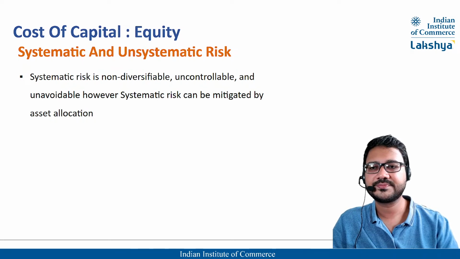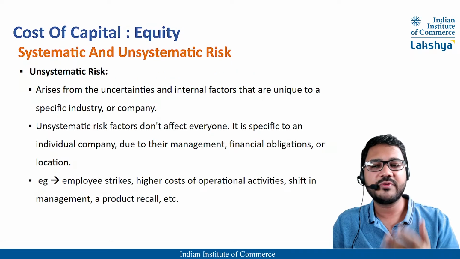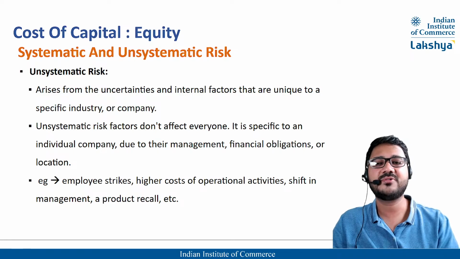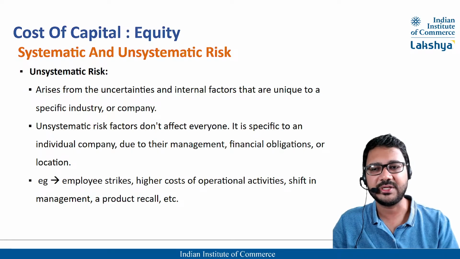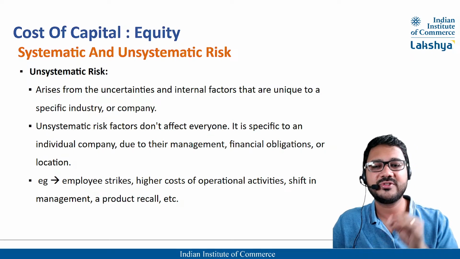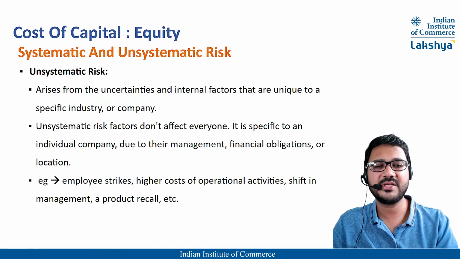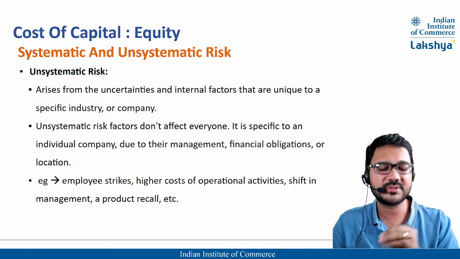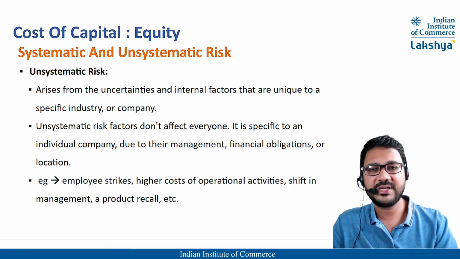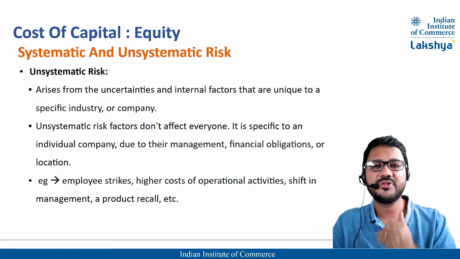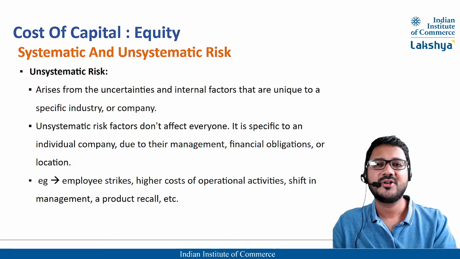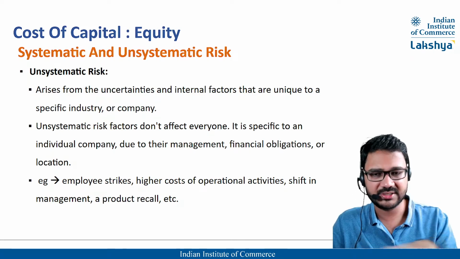Now, yeah, so we read this. Moving on, unsystematic risk arises from the uncertainties and internal factors that are unique to a specific industry or a company. Unsystematic risk factors do not affect everyone. It is specific to an individual company, its management, financial obligations, or location. It could even be a specific location, affecting only one state. If the state government has come up with a new rule or a new policy, it's going to affect only factories set up in that particular state, not the entire market that exists all over the nation.